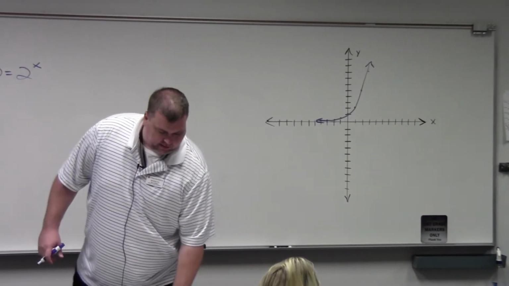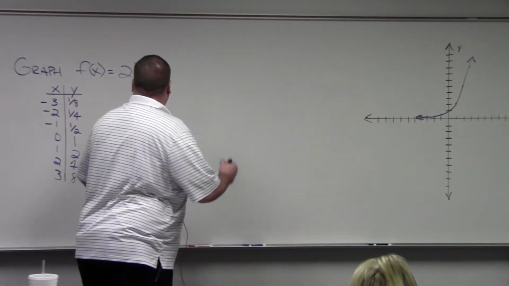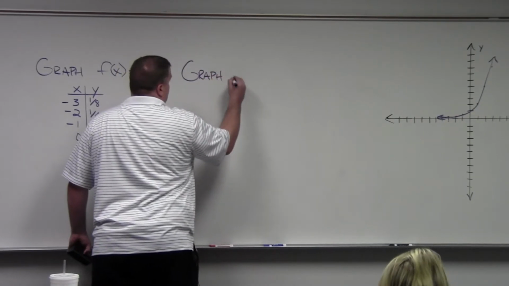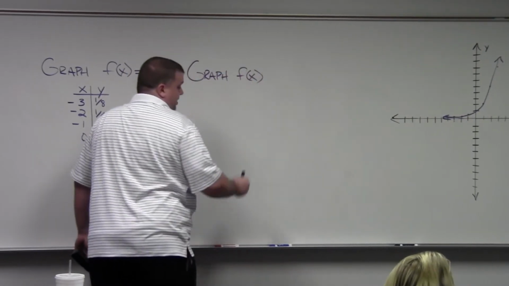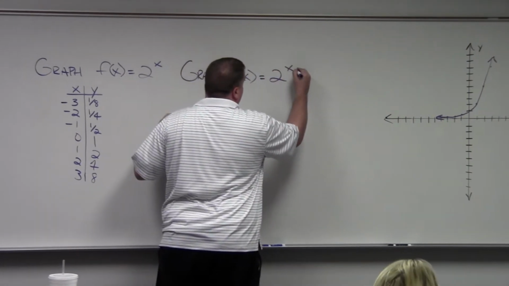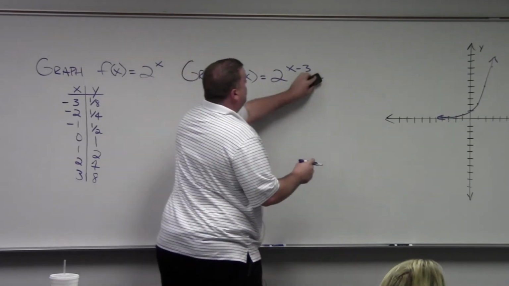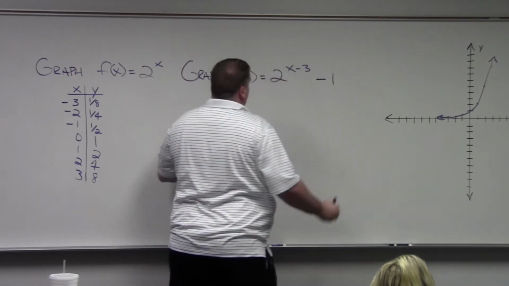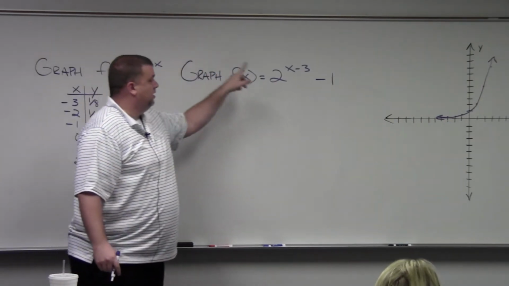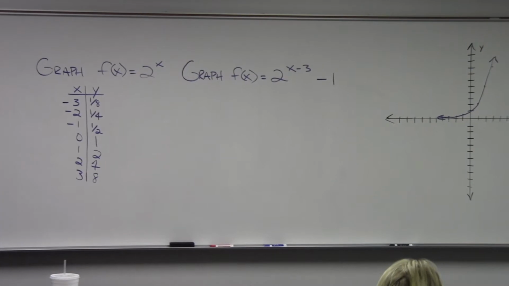The next problem is, and I'm going to leave this one up here. Graph f of x equals 2 to the x minus 3, plus 1, minus 1. Okay. What's the difference between this and this? What is going on? Just by looking at the equations.